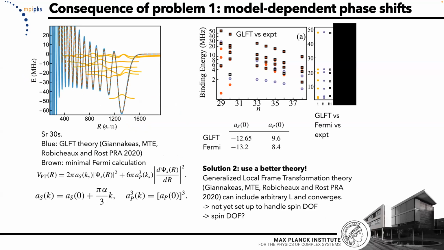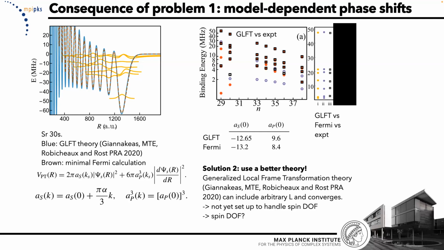Solution 2, though, which I like better, is just to use a better theory. That's what theorists can do. And so, one example is this generalized local frame transformation that we used to develop these. But the problem with this is it's not built to handle spin degrees of freedom yet. It has some advantages, like you can go to arbitrary partial waves and it converges. That's a big advantage. But you can't really put in spin degrees of freedom.